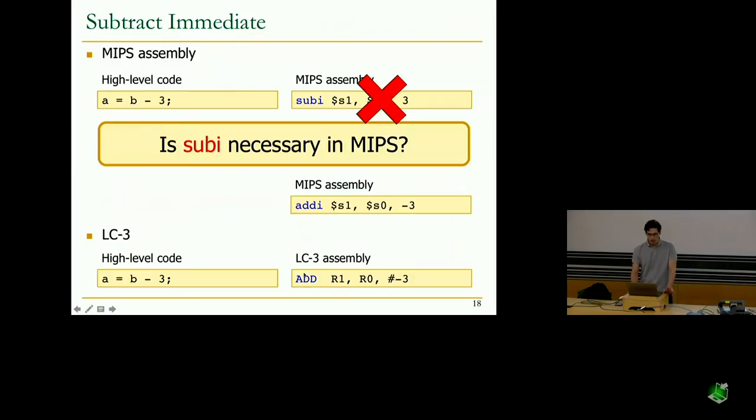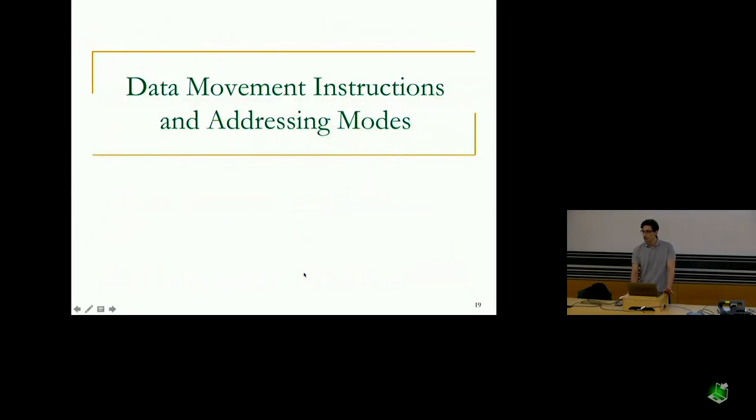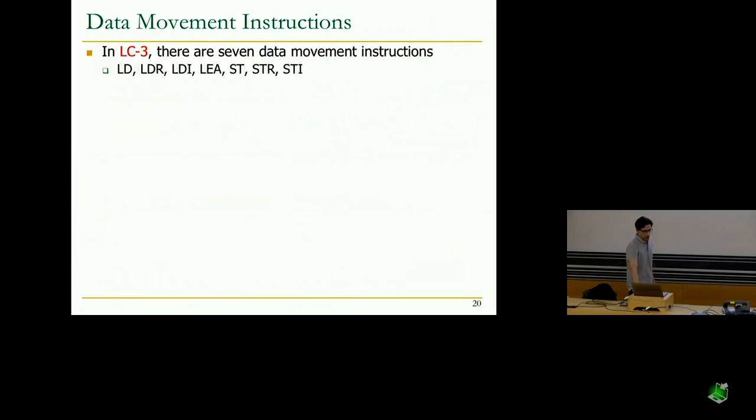Okay, so now we are done with the operate instructions for now, and now we are going to go through the data movement instructions and the addressing modes, because the addressing modes are more important here than in other types of instructions. So how many data movement instructions do we have?